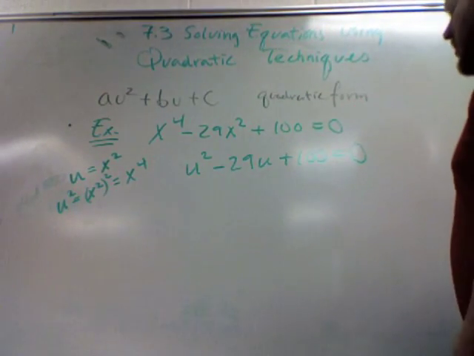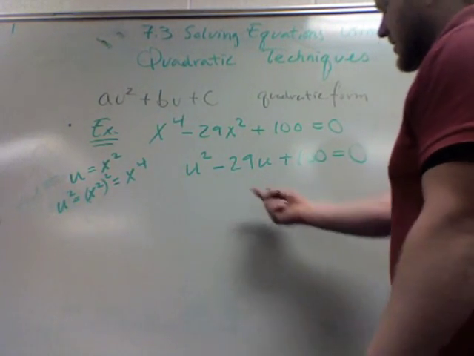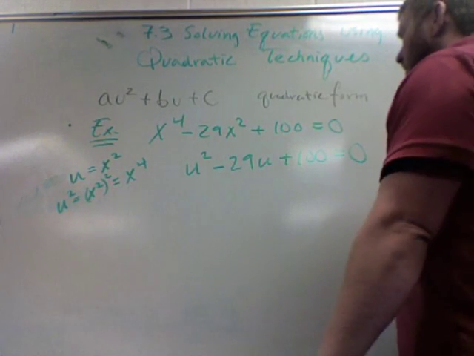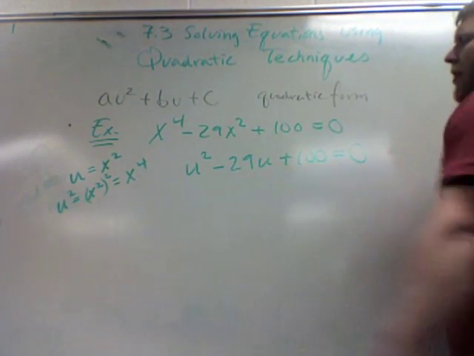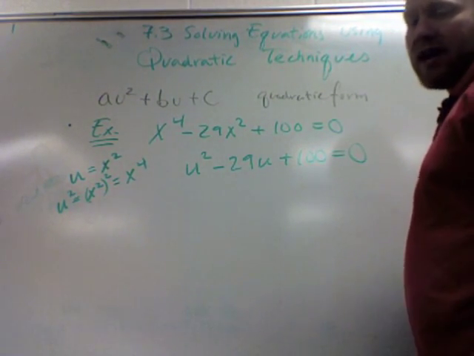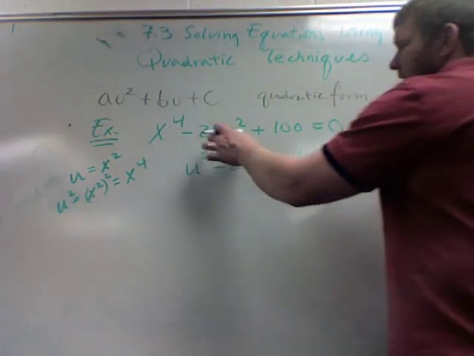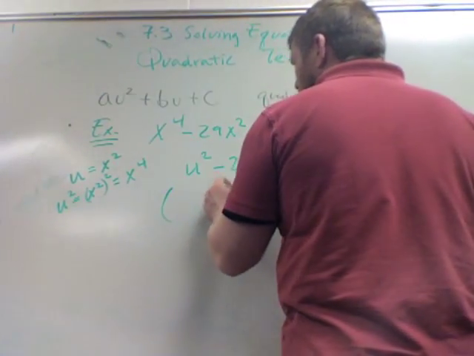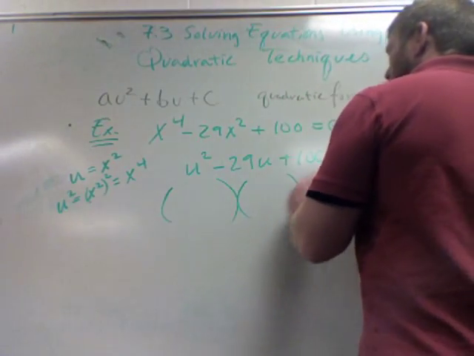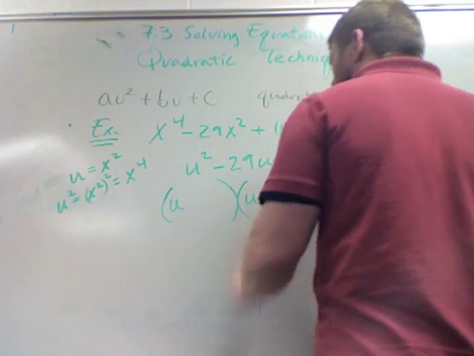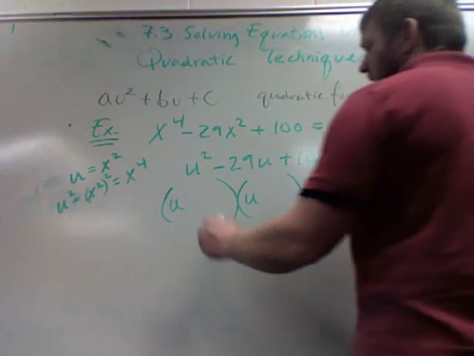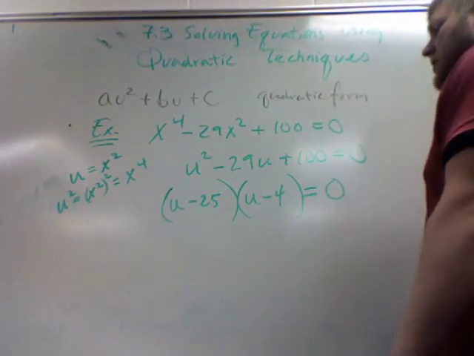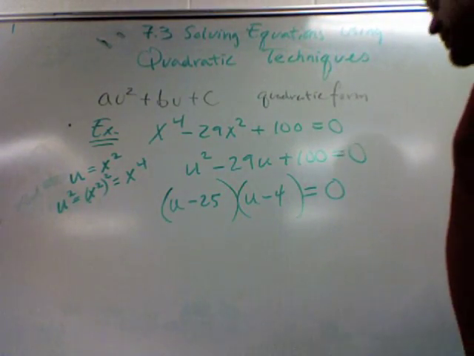Alright, so in this particular situation now I just have to factor or use the quadratic formula. However I know how to solve a quadratic, those are the methods I can use now. I wouldn't have been able to do that up here, but I can do it now. I think this is factorable. I'm not really sure. Go u and u. Well, yeah, you go minus 25 and minus 4. It should give you what you need there.